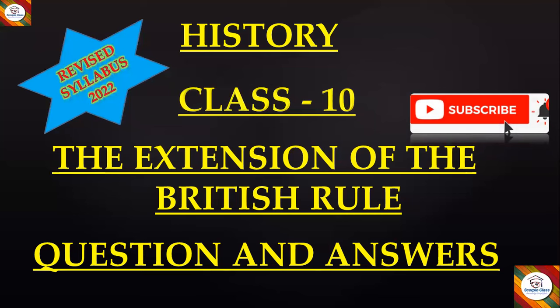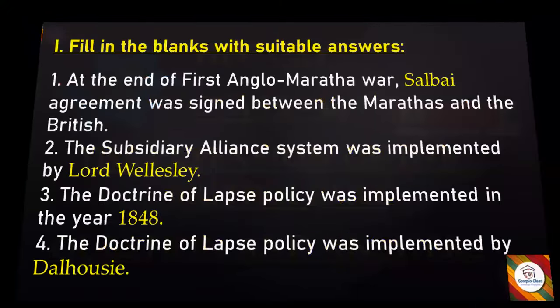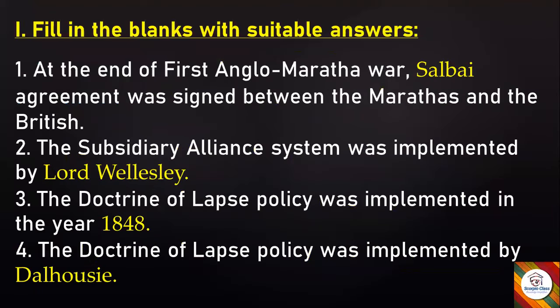Now let's get started with the question and answers. So we have very first main, fill in the blanks with suitable answers. The first fill up here is at the end of First Anglo-Maratha War, dash agreement was signed between the Marathas and the British. And the answer is Salbai Agreement.